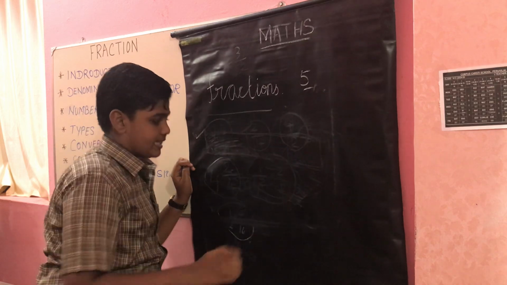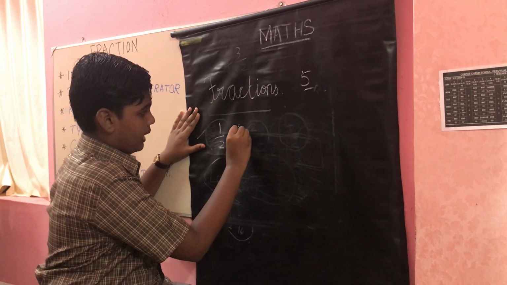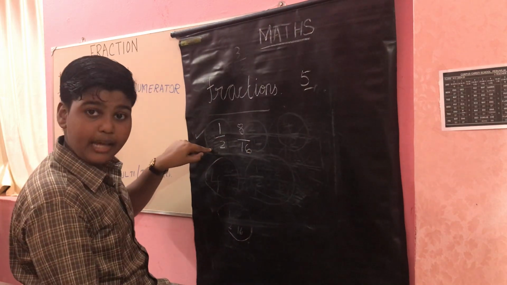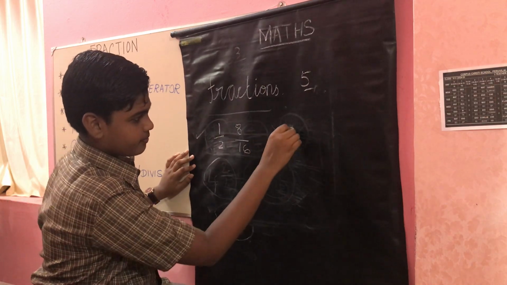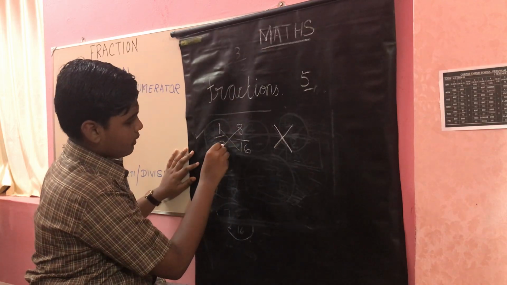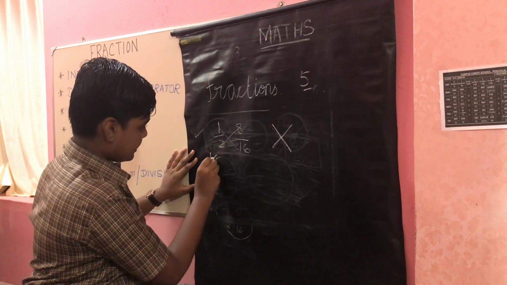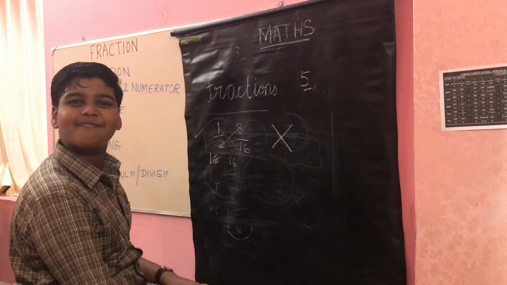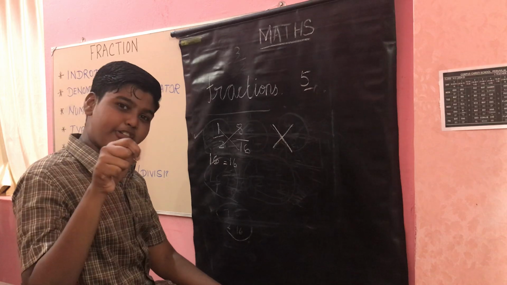Now let's learn. What I wrote here? 1 by 2 and 8 by 16. Do you know how it's equal? In this type we use the butterfly method. This method. Cross method. So we will be multiplying both these numbers. So 1 16s are 16 and 2 8s are 16. Look at here. They both are equal to each other. So these two fractions are equivalent fractions.